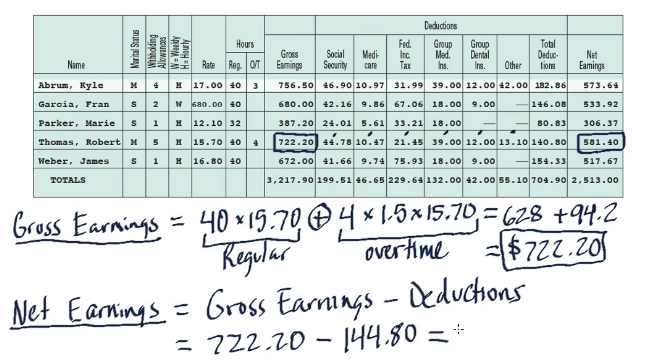So we're going to take 722.20 minus 144.80, and we get 500 and, sorry, I got it wrong. So that's 140.80. I don't know where I got 144.80, and so I subtract the right number, and I get 581.40.